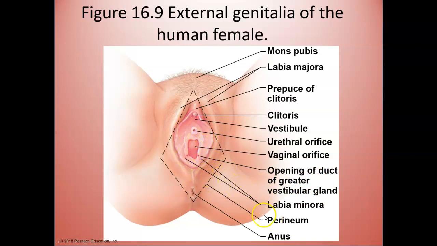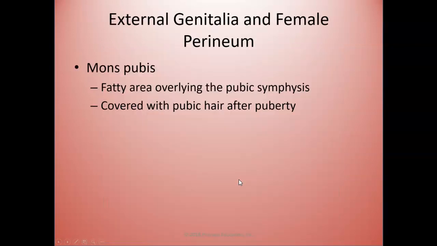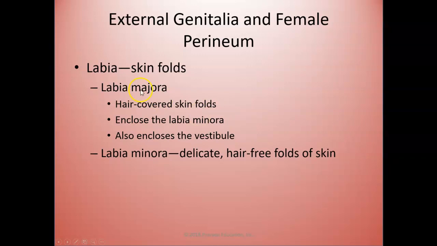And then the perineum is this whole area here, but it's also the area in between the labia majora where they close off and the anus down there. So it's the external view. So the mons pubis, as we mentioned, is a fatty area overlying the pubic symphysis. It's covered with pubic hair after puberty. The labia majora has skin-covered folds and encloses a vestibule, and the labia minora is delicate and hair-free.